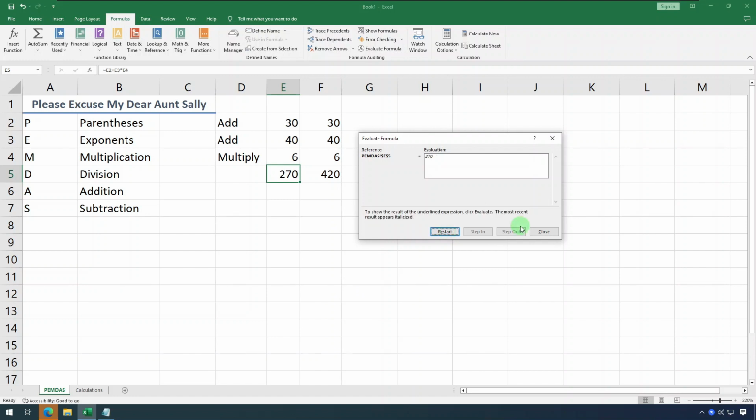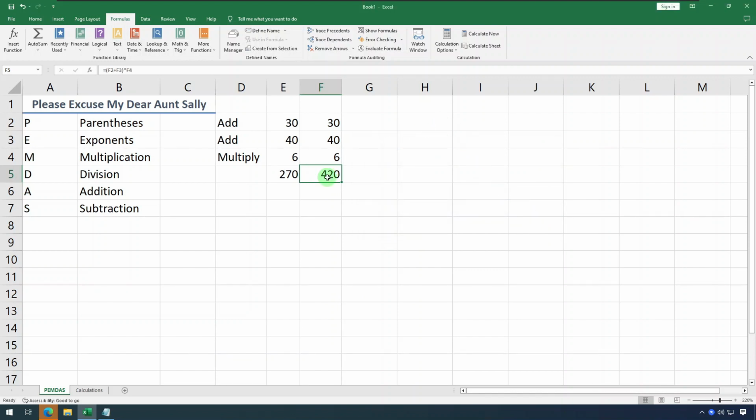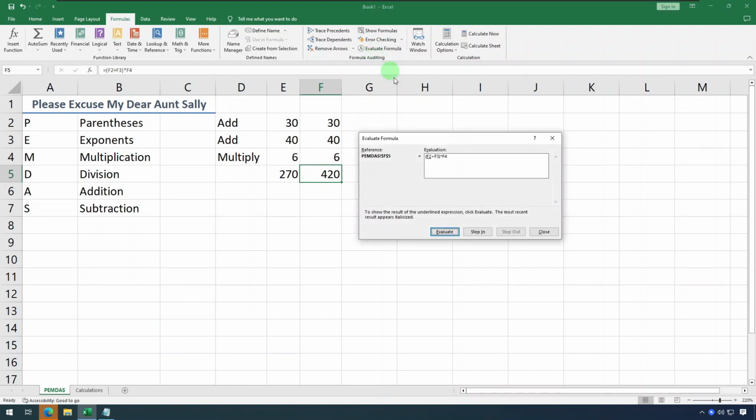Now I'm going to go to the other formula and do the same thing. Now we'll get the same initial numbers when we click on Evaluate. But because parentheses is higher up on that list, it added those two first. And now we see that it closed the parentheses and we are now up to 6, giving us our final value of 420.